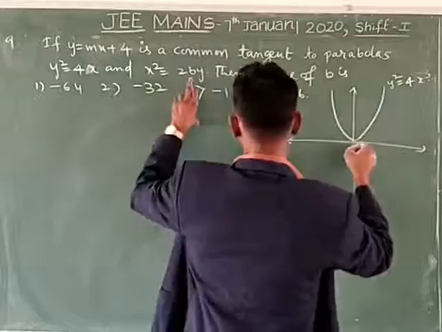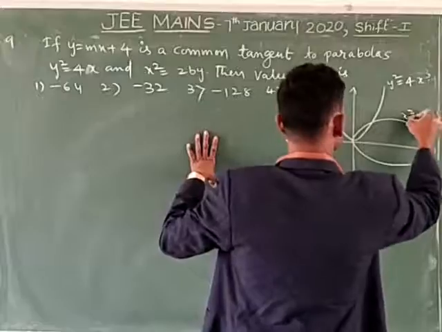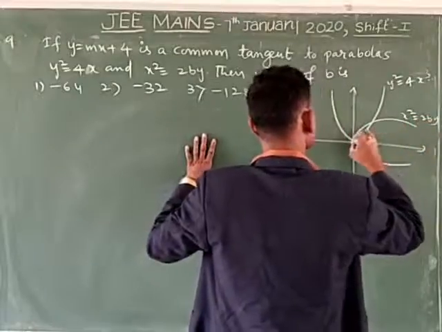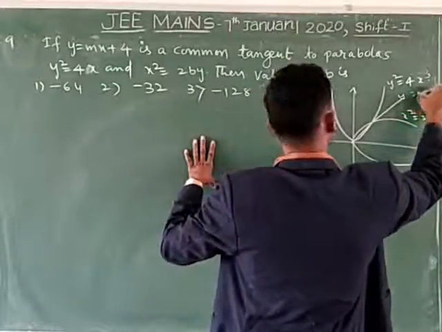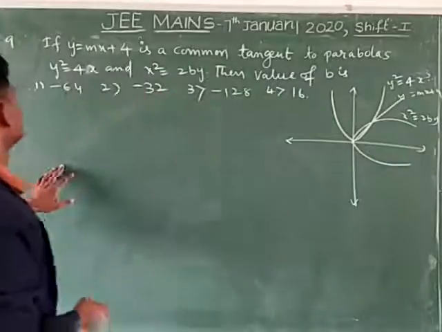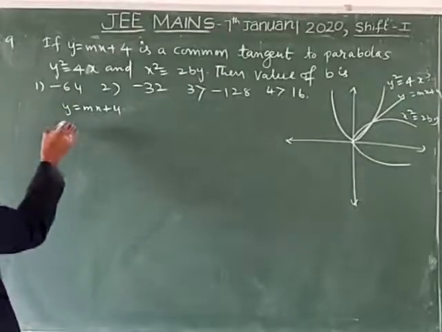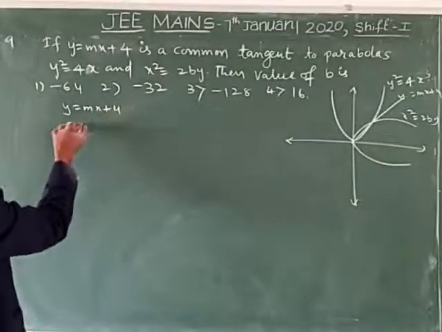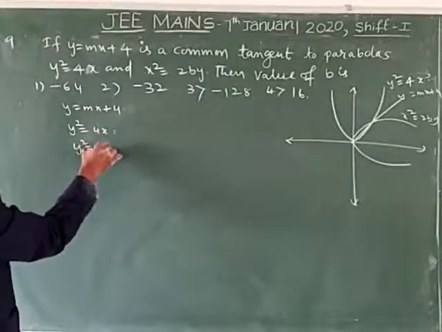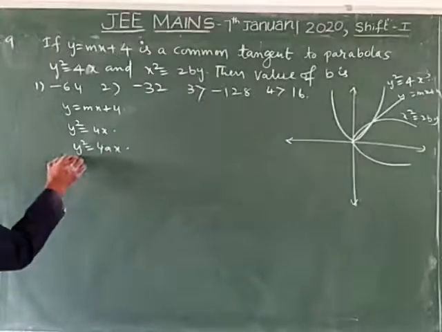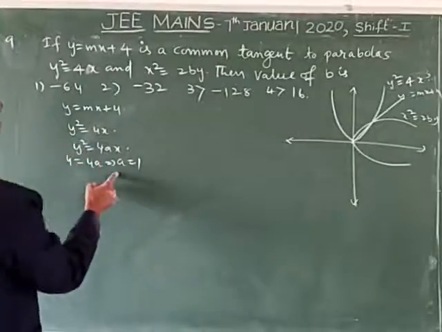Next one is x square is equal to 2by. Now this is the common tangent, y is equal to mx plus 4. Now see here, first one is y is equal to mx plus 4 as given. One more as given, y square is equal to 4x, but actually y square is equal to 4ax. This is a parabola. Then here 4 is equal to 4a, which means a is equal to 1. Now this a value you have to substitute here.